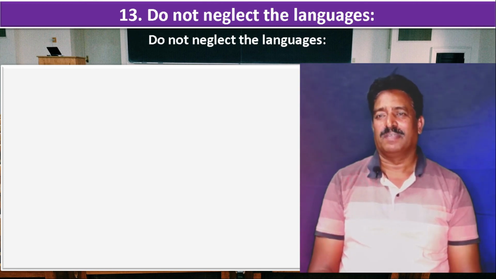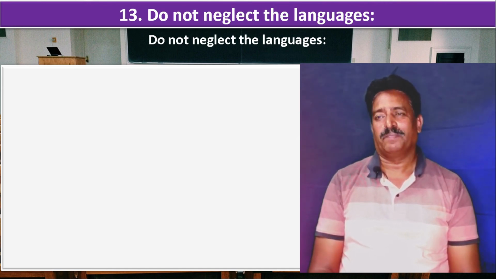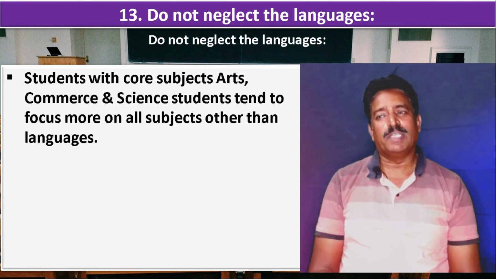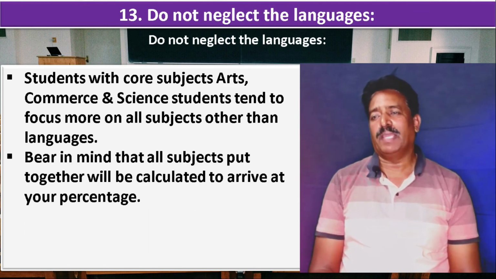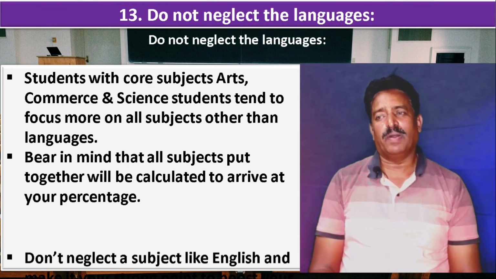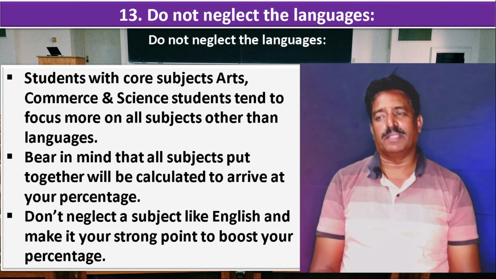Come to the last and the most important point of this discussion, that is, do not neglect the languages. The last thing to say is, usually students with core subjects like arts, commerce and science tend to focus more on all subjects other than languages. Please bear in mind that all subjects put together will be calculated to arrive at a percentage. Therefore, it is important not to neglect a subject like English and to make it a strong point to boost your percentage.